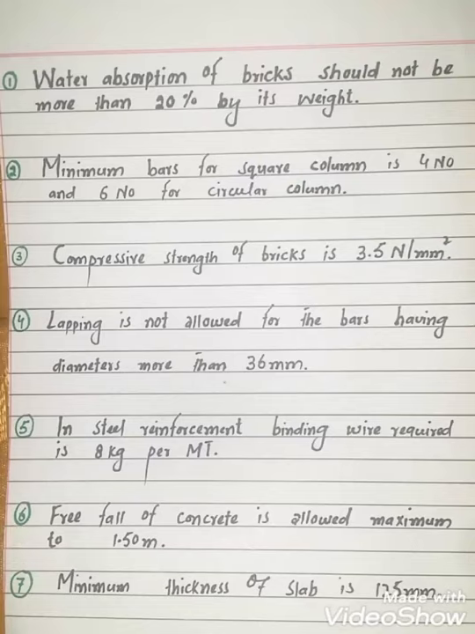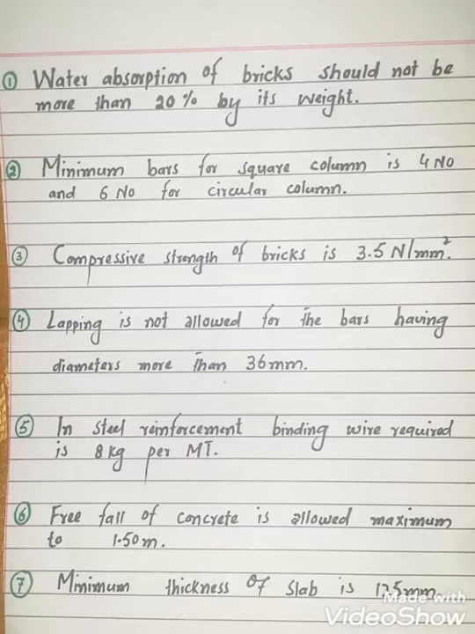Key point number 6: The free fall of concrete is allowed to a maximum of 1.50 meter. My dear viewers, if the placing height of concrete is increased beyond 1.50 meter, then segregation occurs in the concrete. What is segregation? The separation of concrete constituents from each other is called segregation. If segregation occurs, it can decrease the strength of concrete.